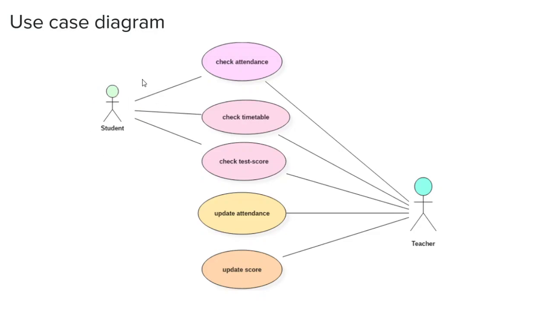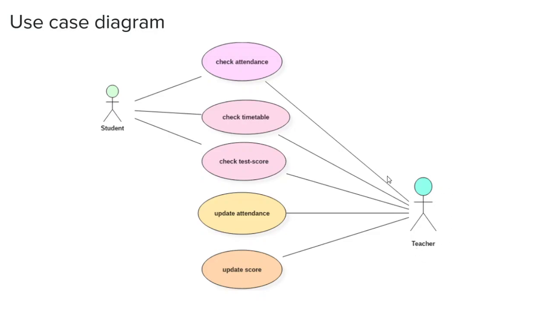So let's take a simple example of this use case diagram, where there are two actors. If you see, student is an actor, teacher is an actor, and these are the different use cases. So what can the student do? The student can check attendance, check timetable, and check test score. So these are the use cases applicable to the student actor.